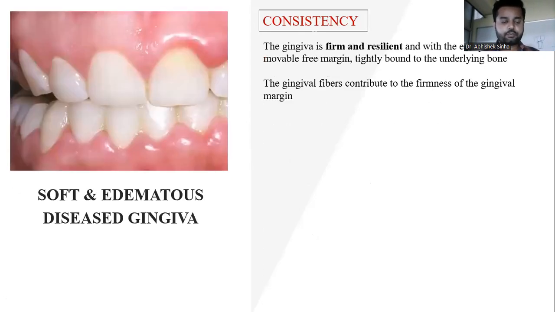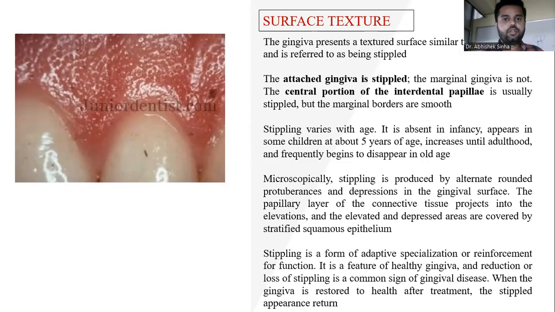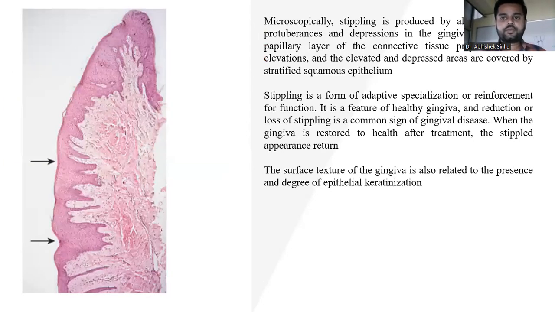Now, if you see this picture again, can you see there is no stippling present here? It's completely smooth and shiny, because the protuberances and depressions have been filled with fluid here. That is why you're not able to see that. So microscopically, stippling is produced by alternate rounded protuberances and depressions in the gingival surface. Stippling is a form of adaptive specialization or reinforcement of function. The surface texture of gingiva is also related to the presence and degree of epithelial keratinization.